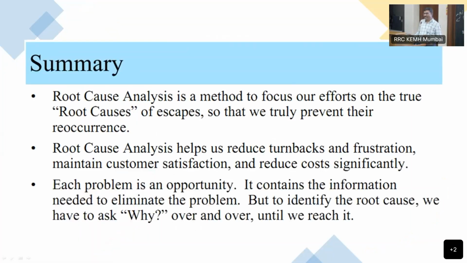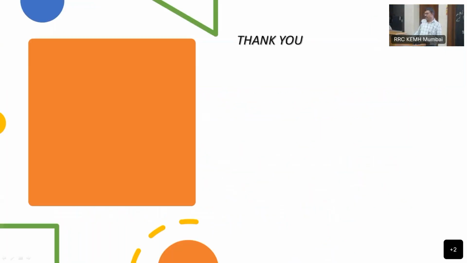So my message is root cause analysis is a method to focus our efforts on the true root cause. Remember the principle of root cause, that is the take home message. Don't call anything a root cause. Root cause analysis helps to reduce turnbacks and frustration. Improve your productivity, else you keep solving so many issues. And ask why every time. Probably you will get very close to the root cause. With this, I will say thanks.